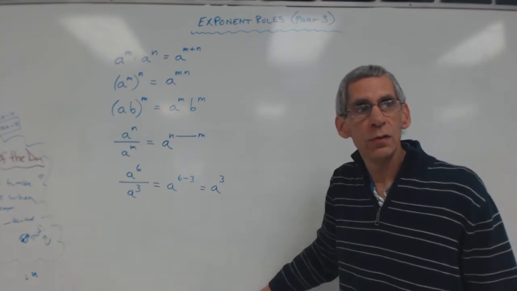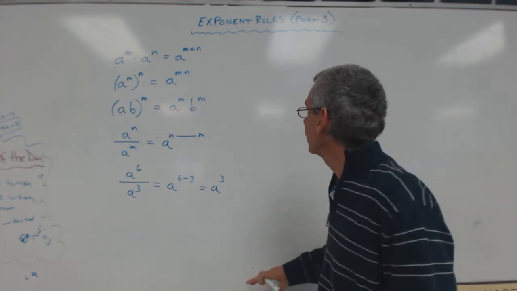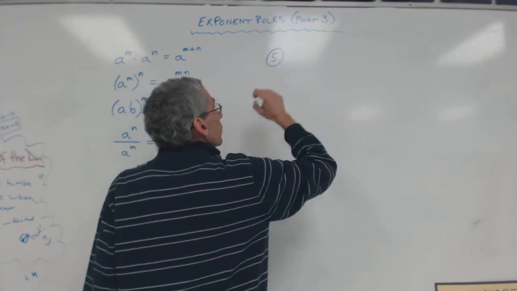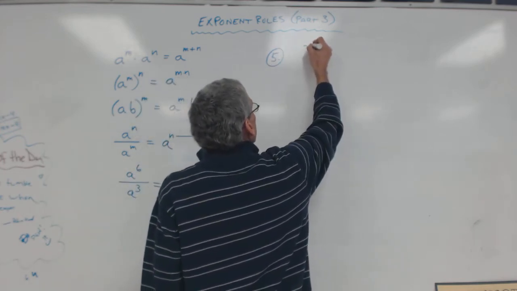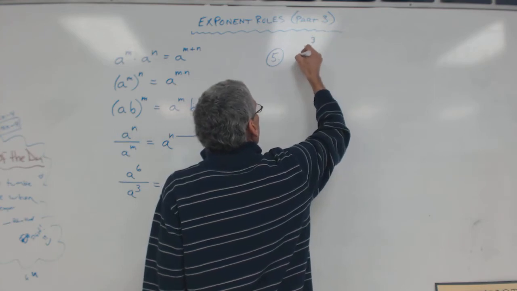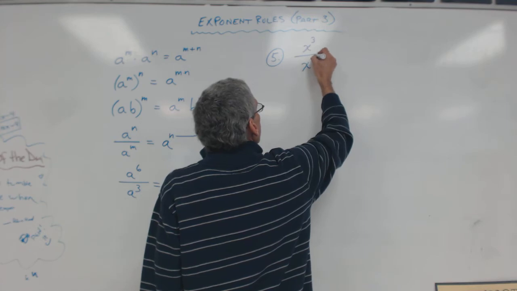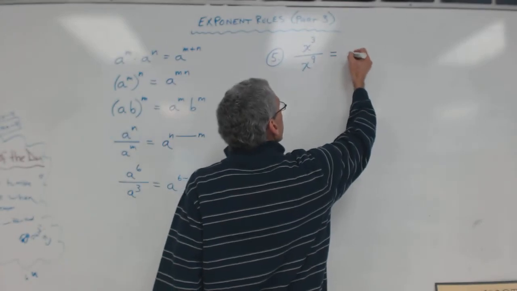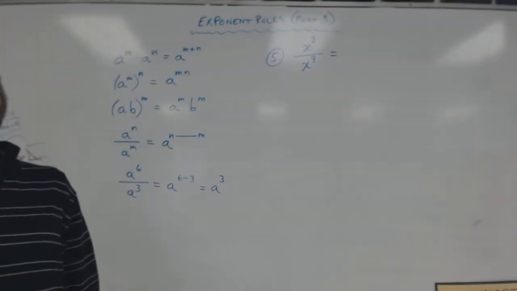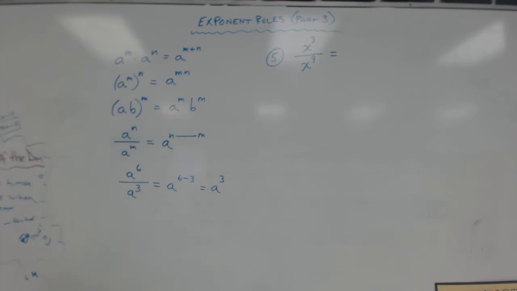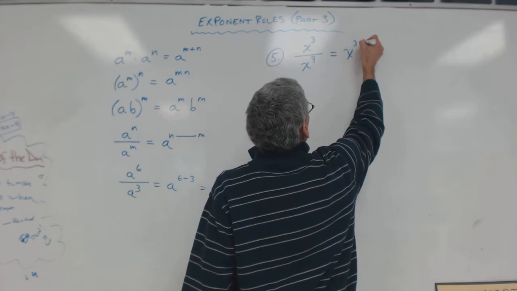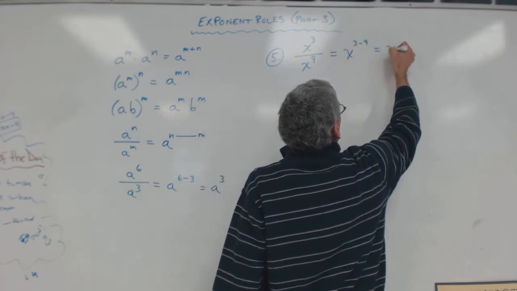Now I'm going to show you something. This is number 5, and this is actually going to take us to another one soon. But look at this. What if I have x to the 3rd over x to the 9th? London, what would that be? It'll be one over x to the 6th power. Yes, you're right. Now, using this rule, though, what would it be? It'll be the same base. It would be x to the 3 minus 9, which is x to the negative 6.